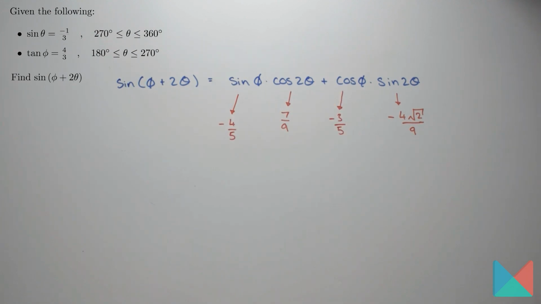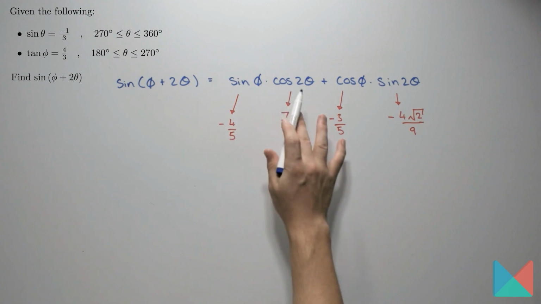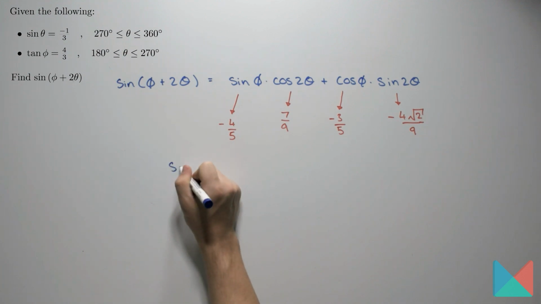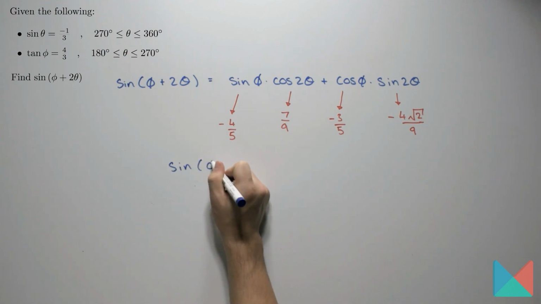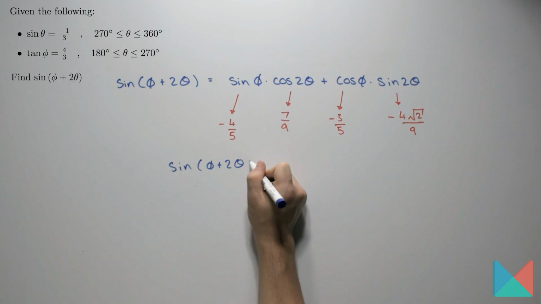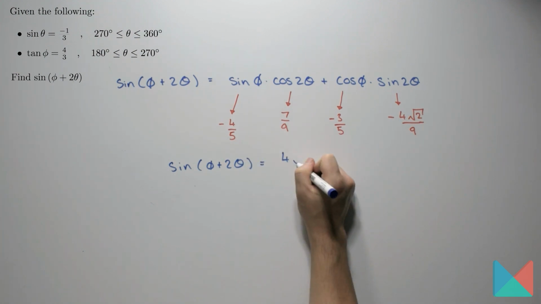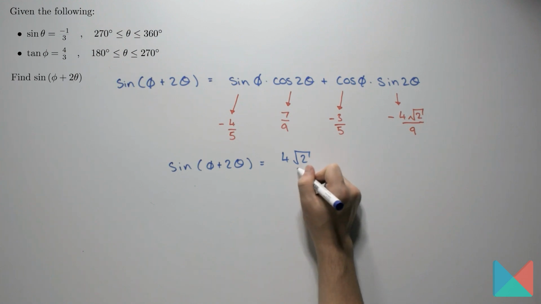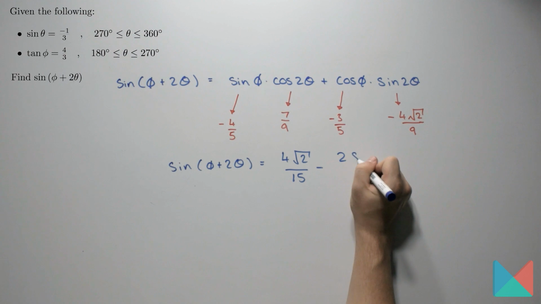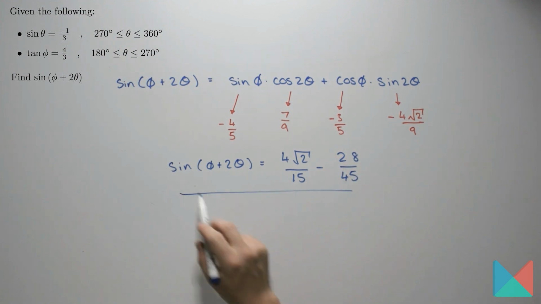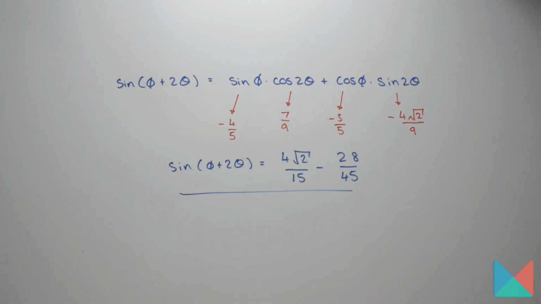We have finally found all the components on the right-hand side of our equation. So now what we can do is simply type this in a calculator and see what result we get. And so by typing this on our calculator, we get 4 root 2 divided by 15, subtract 28 over 45 for our value of sine of phi plus 2 theta.